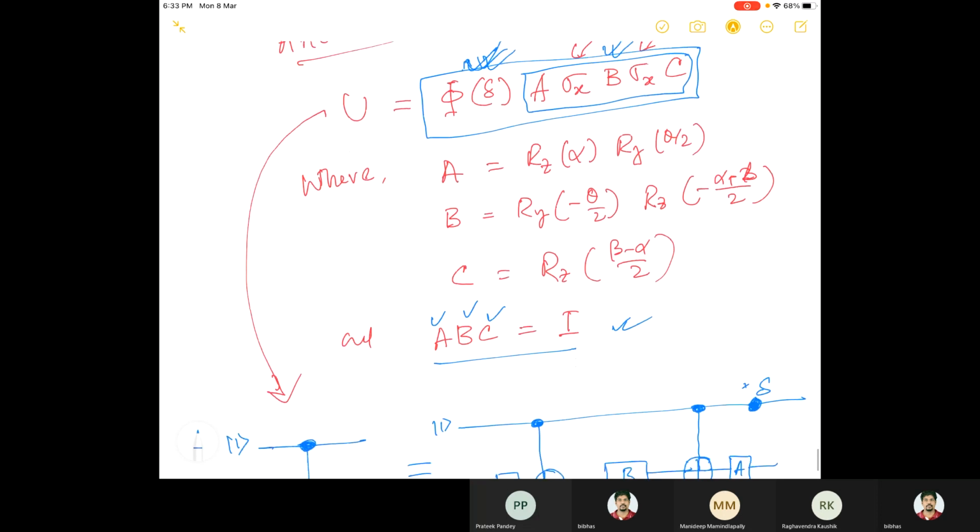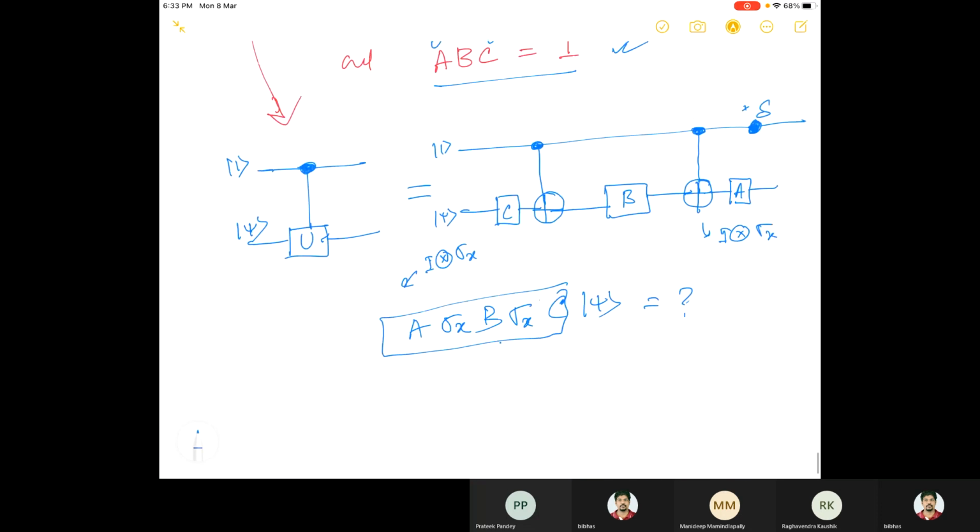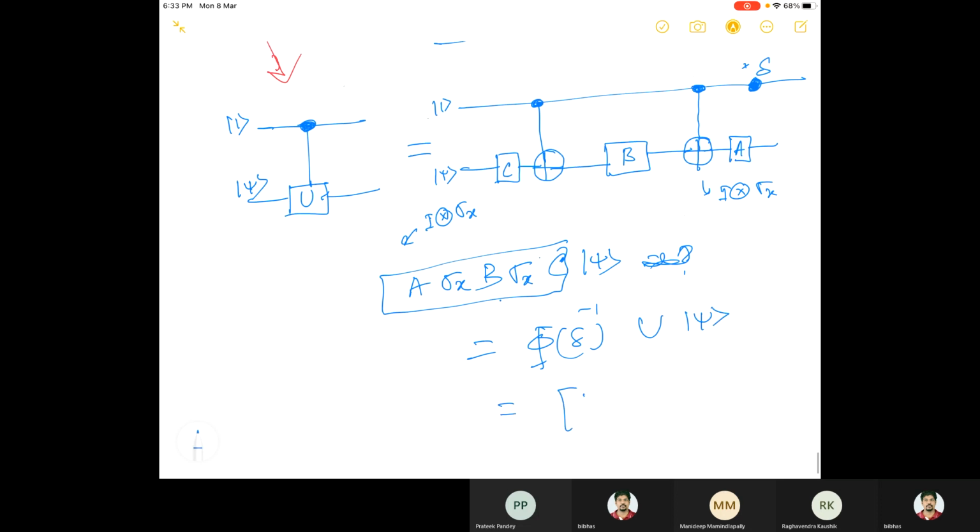So then what is my output here? This is nothing but you can say phi delta inverse, okay, U psi. And then you can also write this equal to e to the power minus I delta, e to the power I delta, and so on. Okay, U psi. Or you can just say e to the power minus I delta times U times psi.